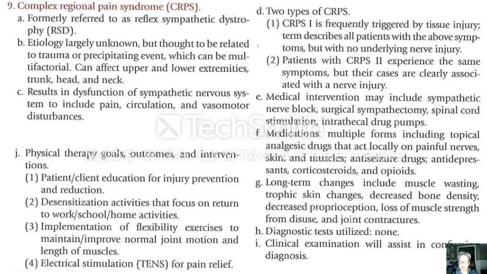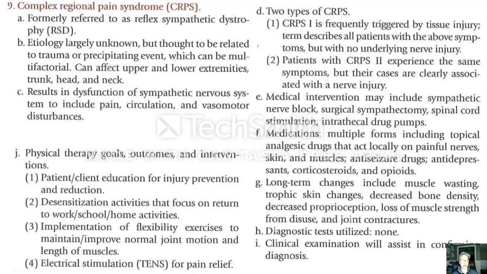corticosteroids, and opioids. Long-term changes include muscle wasting, trophic skin changes, decreased bone density, decreased proprioception, loss of muscle strength from disuse, and joint contractures. Diagnostic tests utilized? None. Clinical examination will assist in confirming diagnosis. And I already read the physical therapy goals, outcomes, and interventions.